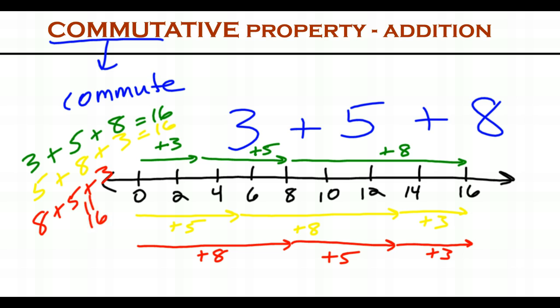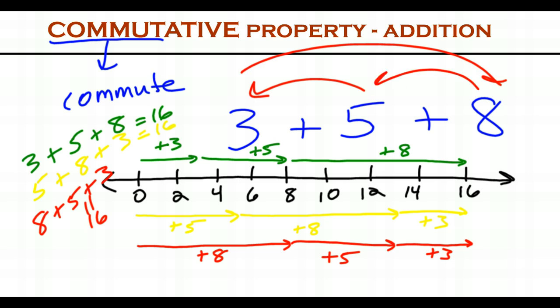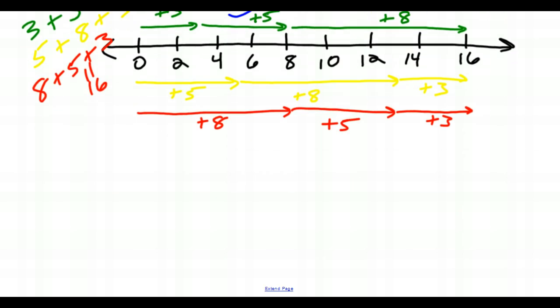So it should become obvious based on these few examples here that no matter how we add 3 plus 5 plus 8, we will always end up with a sum of 16. And in general, this is going to be true for any set of positive or negative integers that you add together. You can move them around into whatever order that you want to, and you will always have the same sum.